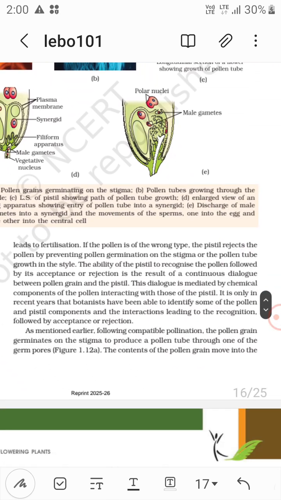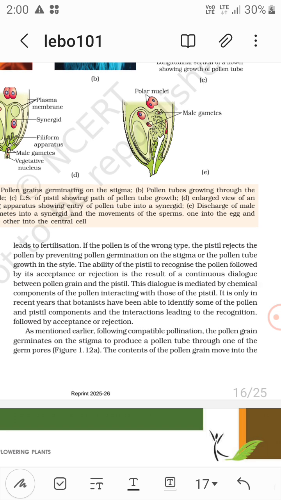If the pollen is of the wrong type, the pistil rejects the pollen by preventing pollen germination on the stigma or pollen tube growth in the style. The ability of the pistil to recognize the pollen, followed by its acceptance or rejection, is the result of a continuous dialogue between the pollen grain and the pistil. This dialogue is mediated by the chemical components of the pollen interacting with those of the pistil.